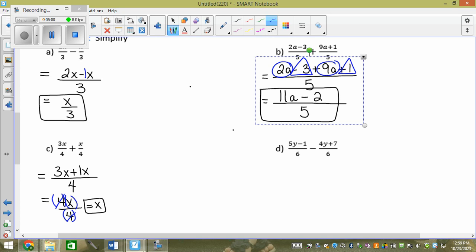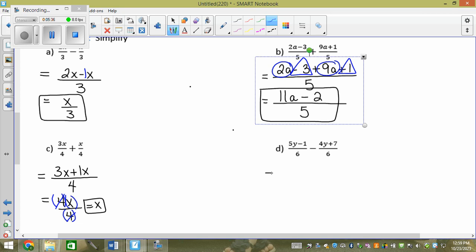Now watch D. D gets done wrong a whole bunch of times. Paying attention? So when it's an addition sign, people will often do well. When there's a subtraction sign and then a binomial follows it, so if you look, we have 5y minus 1 over 6 minus 4y plus 7 over 6. Do you see how there's a 4y plus 7 after that minus sign? So there's a binomial. You have to remember to subtract the whole binomial. So if you only subtract the 4y and not the 7, the answer will be wrong. So remember, you have to subtract everything behind the subtraction sign.